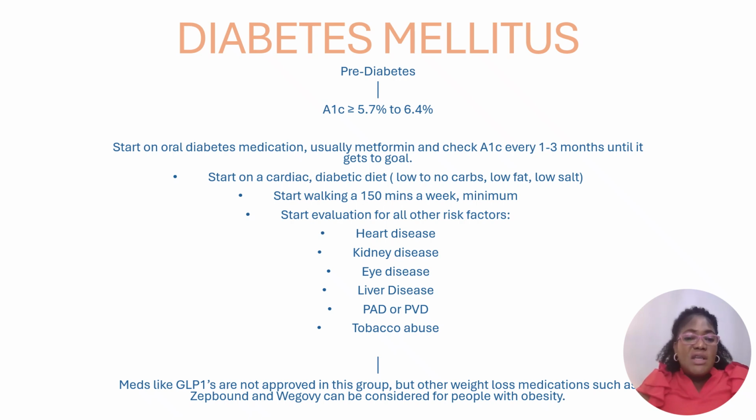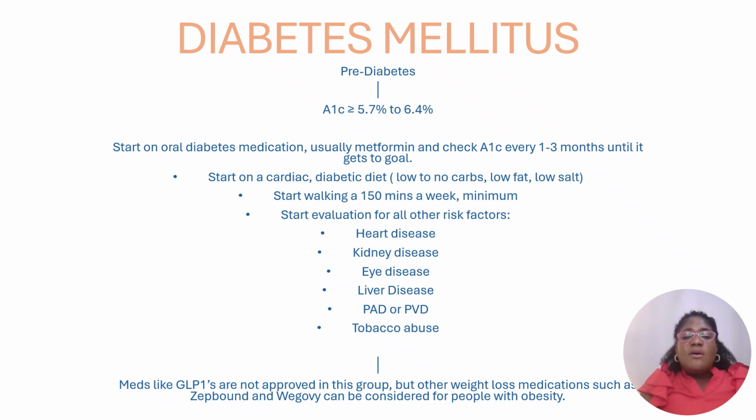A diet change, which includes starting on a cardiac diabetic diet, which is usually a low fat, low salt and low to no carb diet. They can also be started on oral medications like metformin. This is typically done at a lower dose, such as 500 milligrams once a day. And the A1C can be checked as needed, every 3 months, every 6 months. And if we're wanting to be more aggressive, it can be checked every month as a point of care test in clinic.